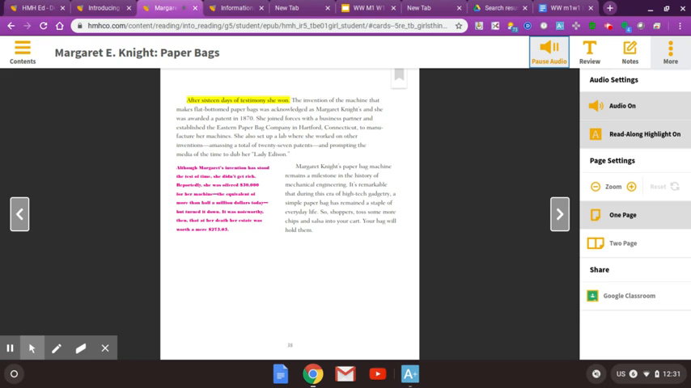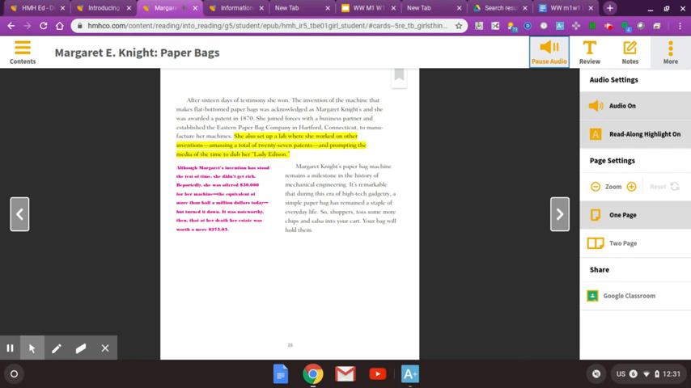After 16 days of testimony, she won. The invention of the machine that makes flat-bottomed paper bags was acknowledged as Margaret Knight's, and she was awarded a patent in 1870. She joined forces with a business partner and established the Eastern Paper Bag Company in Hartford, Connecticut, to manufacture her machines. She also set up a lab where she worked on other inventions, amassing a total of 27 patents, and prompting the media of the time to dub her Lady Edison.